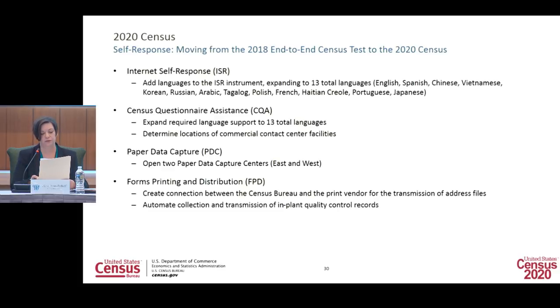And for the forms printing and distribution operation, as Al mentioned earlier, we'll be working with a new print vendor to execute the requirements of the 2020 census, including setting up the mechanism for securely transferring address files. We're also continuing to refine and improve our in-plant quality control processes, leveraging automation where feasible to provide more timely information flow back to headquarters as the printing operations are taking place.